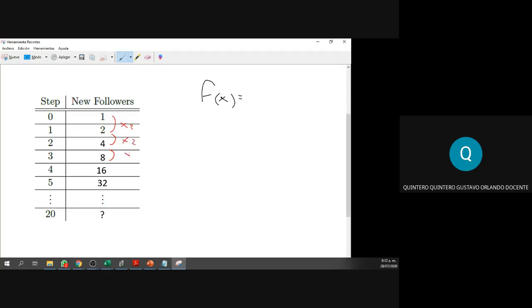Right? Look at that. 8 times 2, 16. So that means the value of a equals 2. So we have 2 to the x. A equals 2, the growth factor.